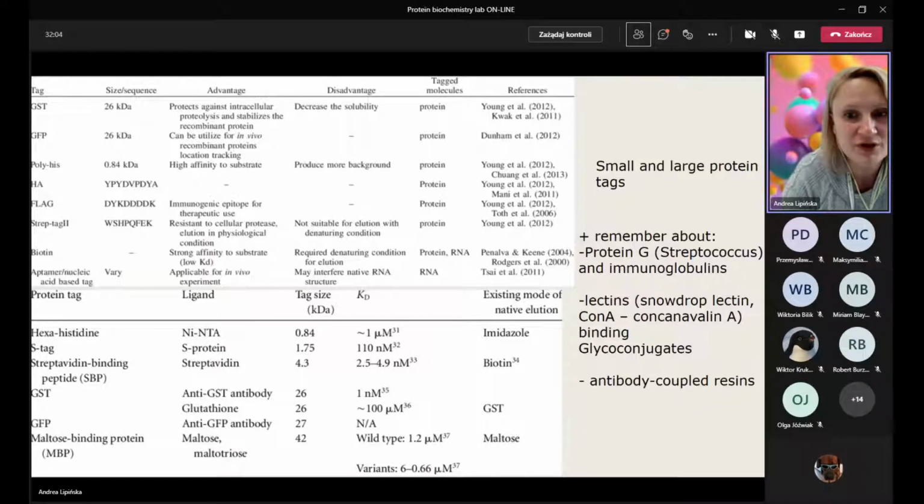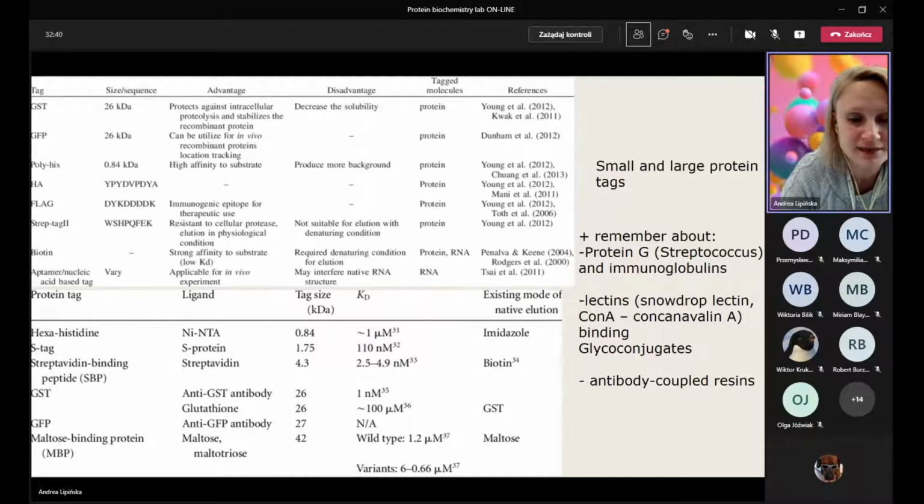And if we don't need a large protein tag, so usually when we have small proteins, we choose bigger tags. But if we have, let's say, normal size proteins, larger than 10 kilodaltons, we decide to use small protein tags. Like here we have polyhistidine, hexahistidine, or 8 histidine residues right now, historically pentahistidine.